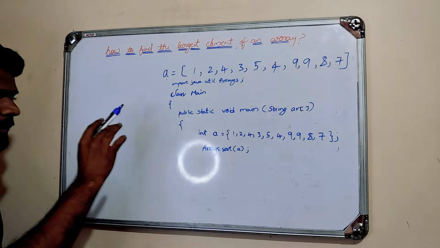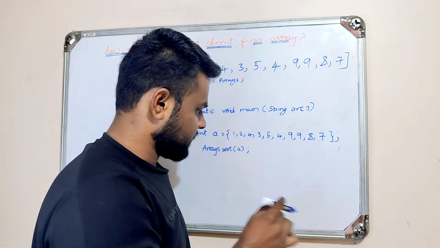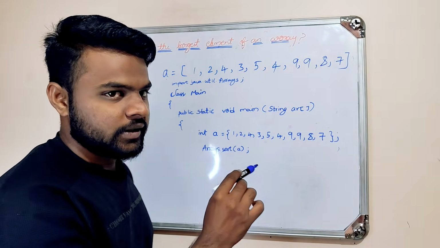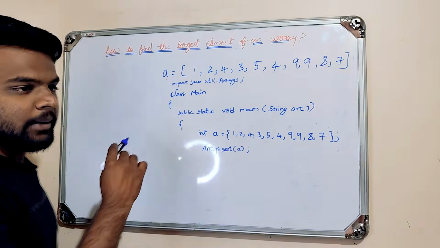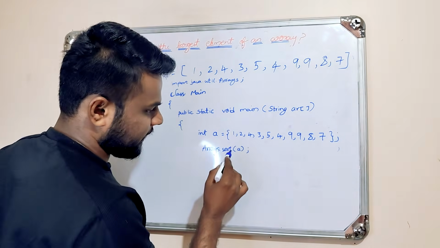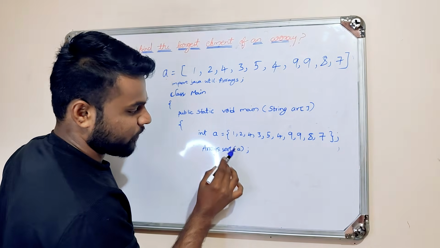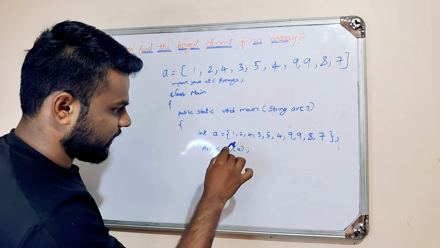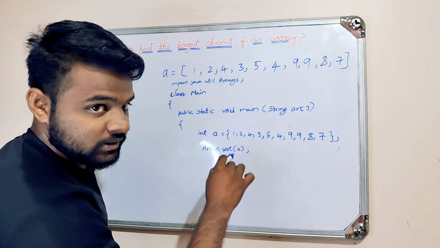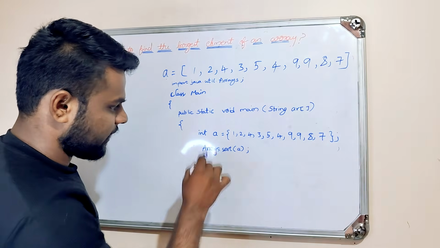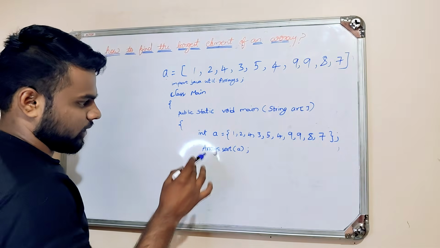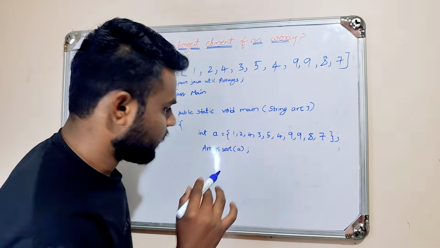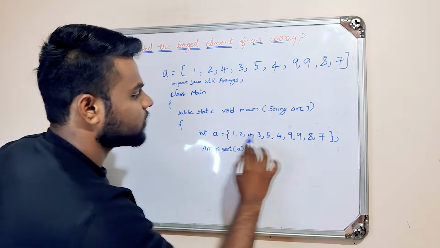The Arrays class is defined with some methods called sort. We are going to use this sort method to sort the elements of the array. It takes an array as a parameter and it will sort the elements of that array. I mean it doesn't return the array, it will sort that array. Now this array is sorted.